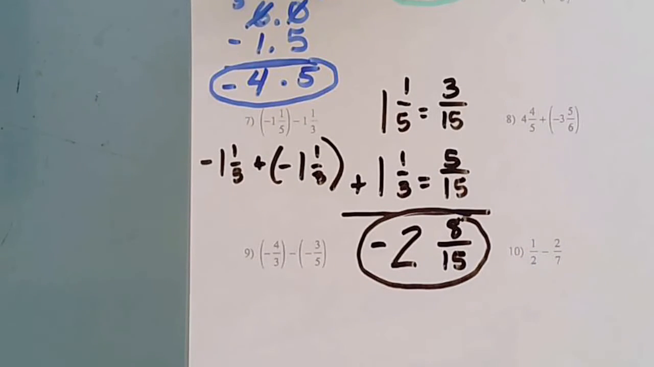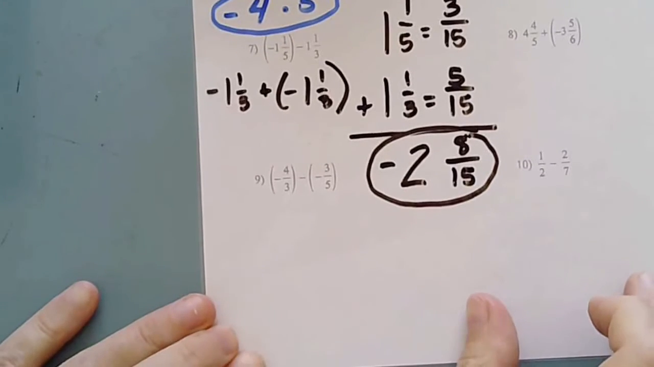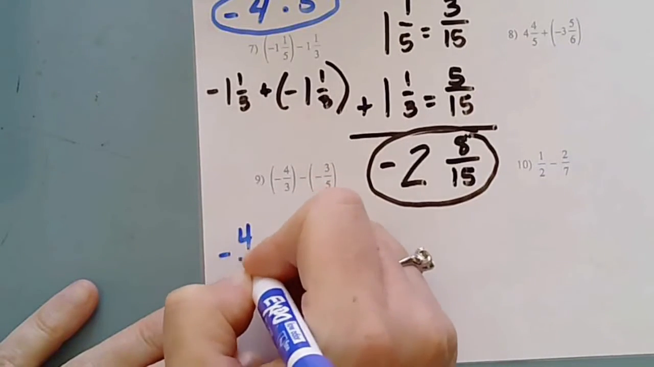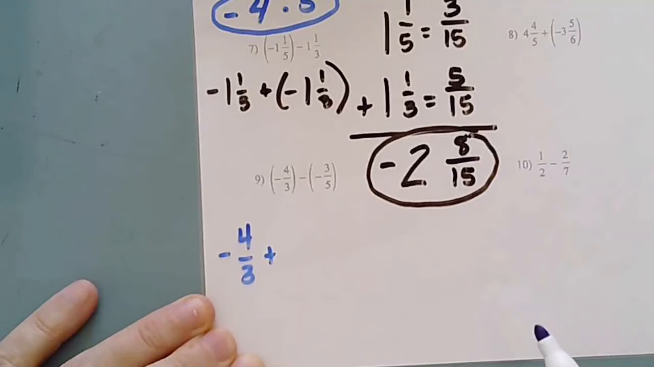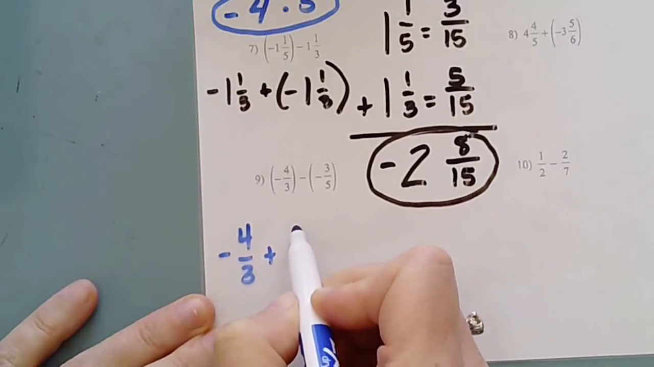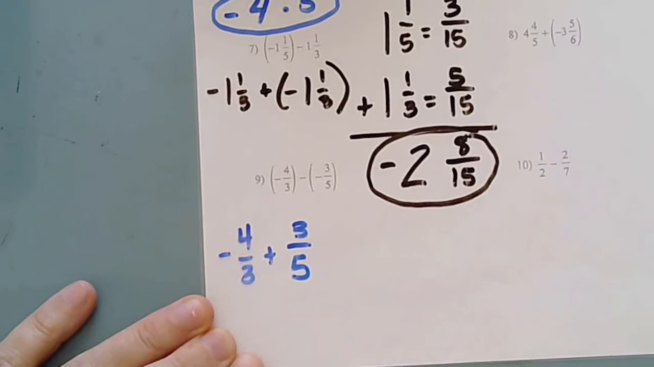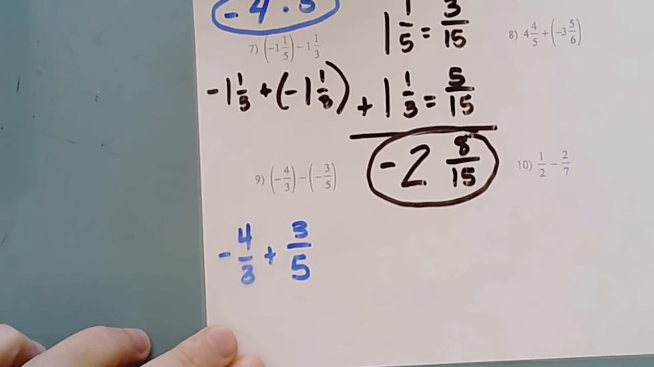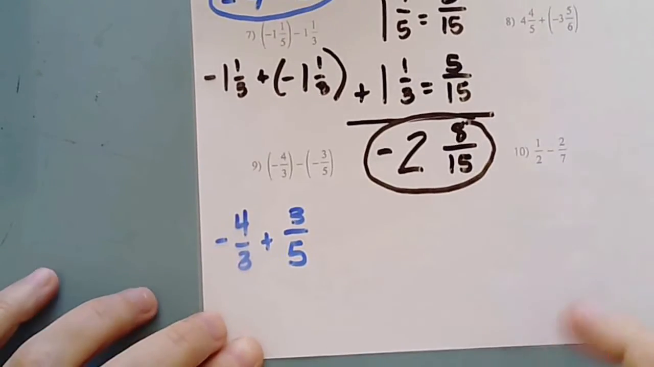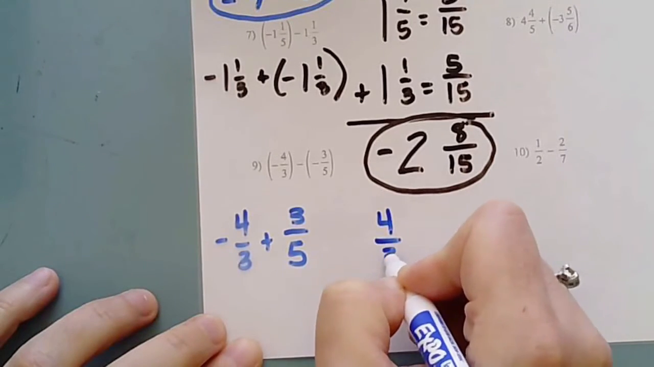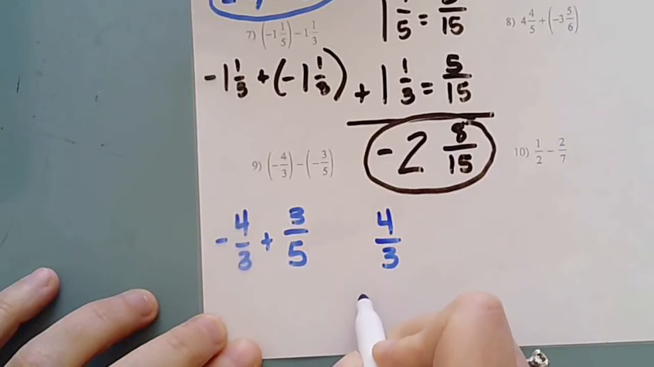And the last one I'm going to go through with you is number 9. For number 9, we have negative 4/3, which is an improper fraction. That means it's greater than 1, minus negative 3/5. So I'm going to start by rewriting that problem. Negative 4/3 plus the opposite of negative 3/5. The opposite of negative 3/5 is positive 3/5. So here I have an addition problem where one addend is negative and one is positive, so I need to subtract those. So I'm going to set it up like I tend to do for fractions. I like to stack them. You don't have to. It's just my way of making it easier.